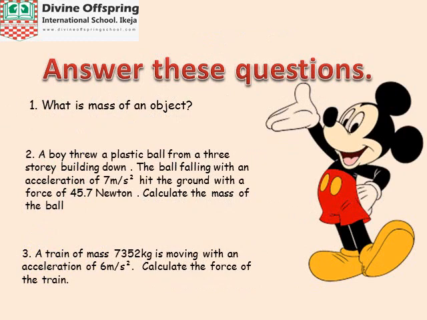Now answer these questions before we call it a day. What is the mass of an object? A boy threw a plastic ball from a 3-story building down. The ball, falling with an acceleration of 7 meters per second, hit the ground with a force of 45.7 Newton. Calculate the mass of the ball. A train of mass 7,352 kilograms is moving with an acceleration of 6 meters per second. Calculate the force of the train. Now do this quickly. Attempt them and send to your teacher.